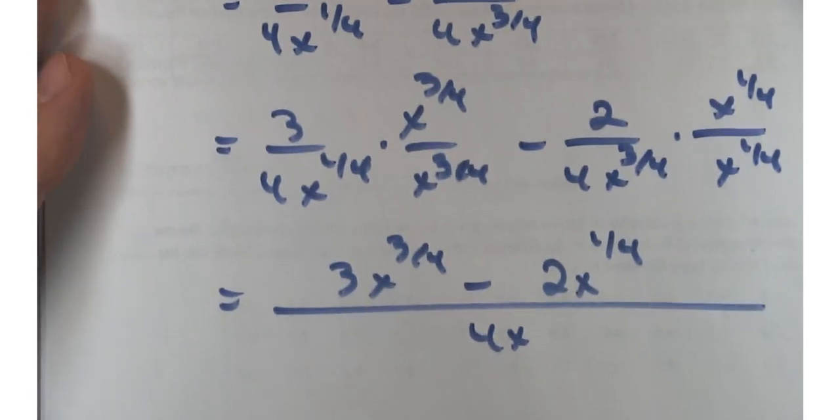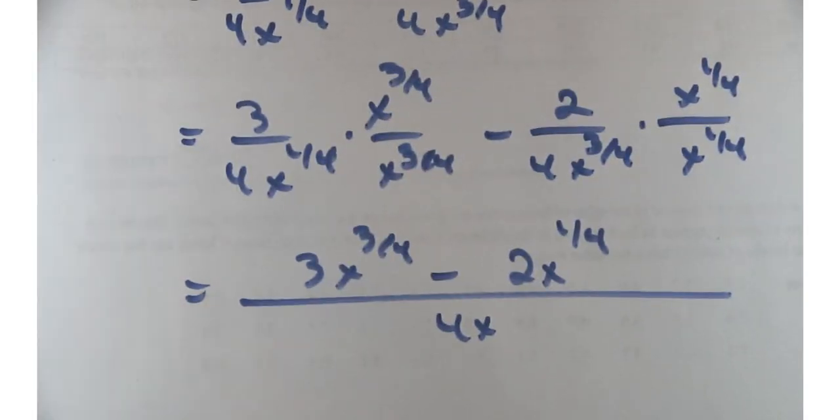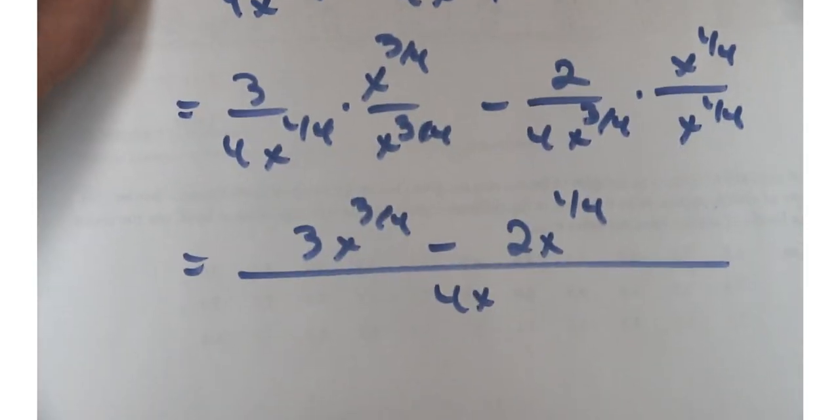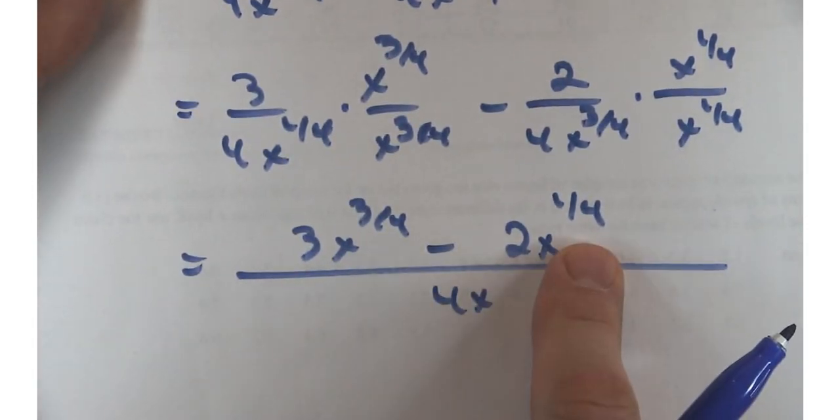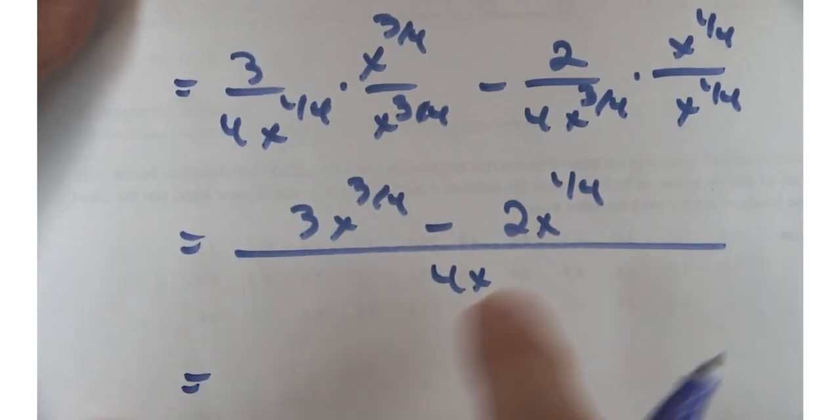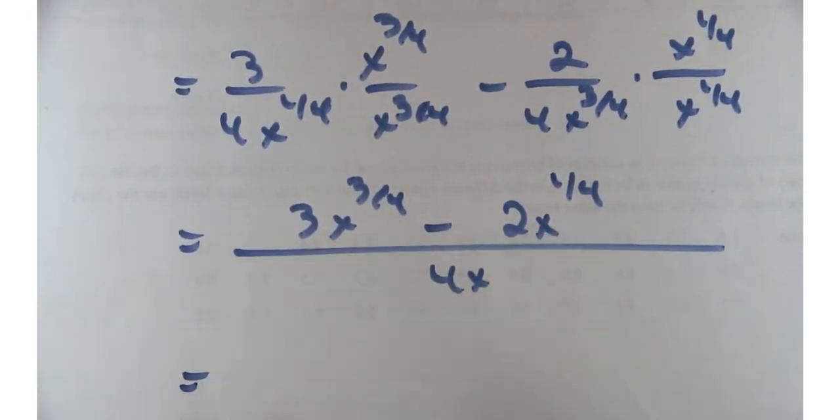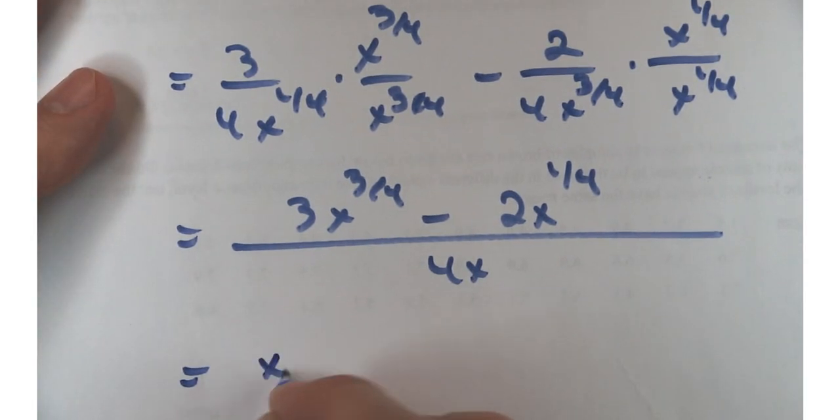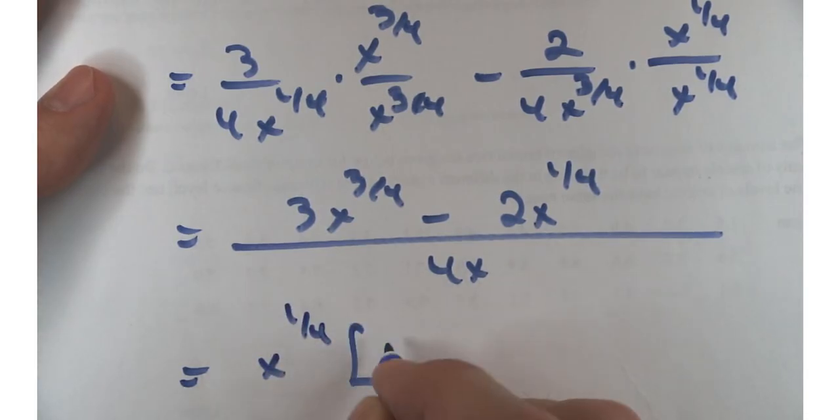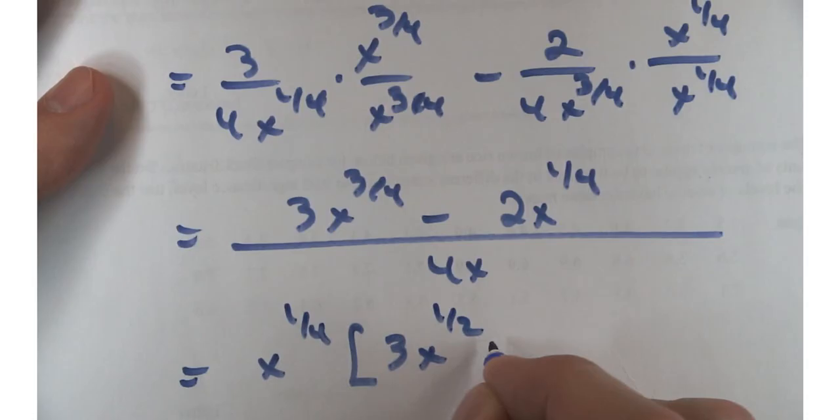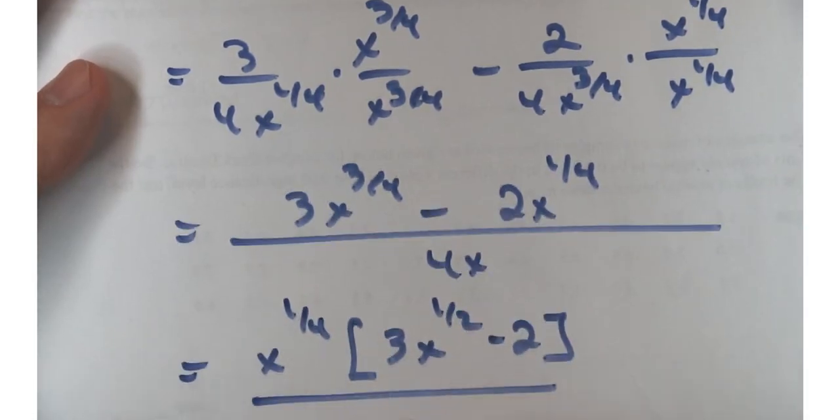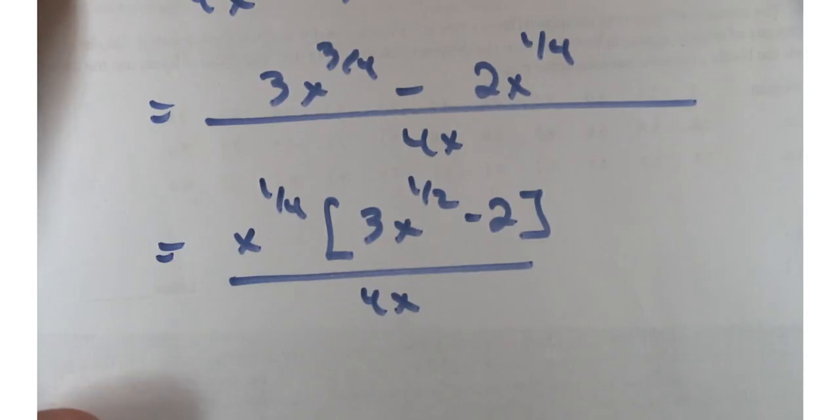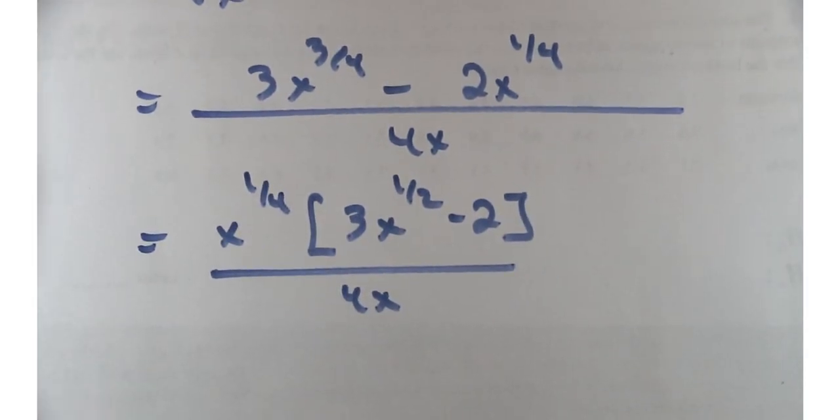I want to know two things. I want to know where the derivative is equal to 0 or is undefined. So let me see if there's anything more I can do here in terms of cleaning this up a little bit more. I can. Let's look in the numerator. Is there a common factor in the numerator? 1/4, x to the 1/4. That's going to leave behind 3x to the 1/2 minus 2, over 4x. That's our derivative.